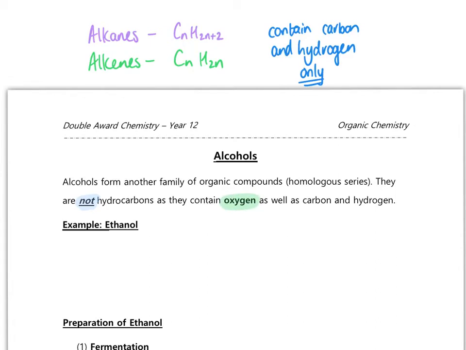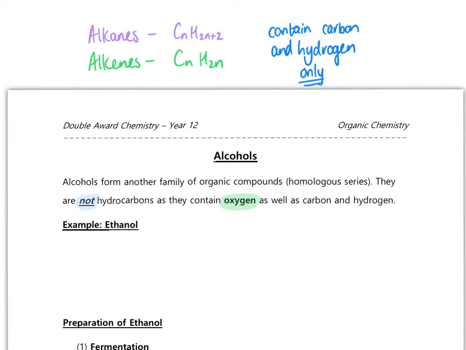So let's look at the structure of ethanol, which is an example of an alcohol. You may have heard of ethanol before. It has many different uses. It's used in the likes of hand sanitizer, but also alcoholic drinks. Generally we use that term alcohol in general, but it's actually ethanol that all alcoholic drinks contain, and we'll see that in a second. So let's look at the structure of ethanol.